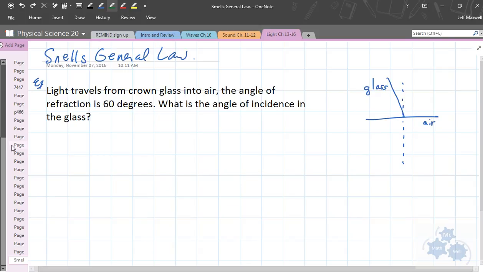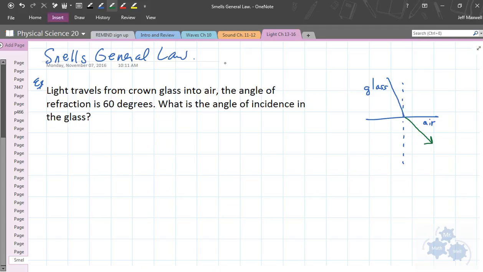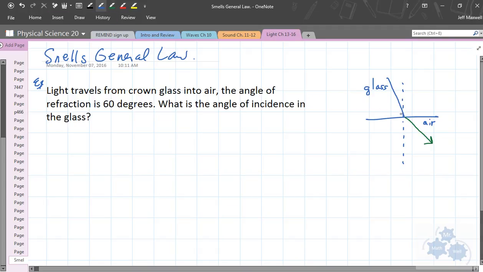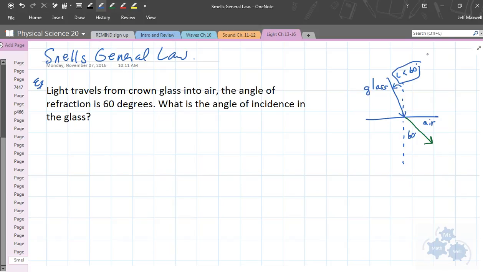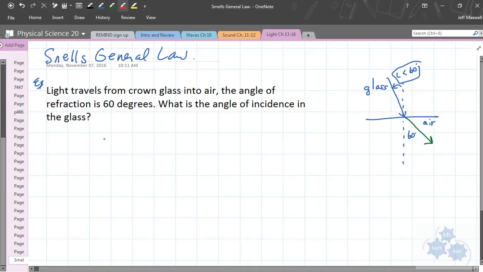And from the pages before, all the diagrams going from air into something where it slows down bend towards the normal. So yes, you're right. It's coming into air and it is going to bend away. So if the angle of refraction is 60, the angle of incidence should be what? Greater or less than 60? Yeah, it should be less than 60. So that's what we're looking for here. And it's a good idea when you're doing these questions to try and think through what you should get first, knowing what you know. All right, so let's write down that equation.